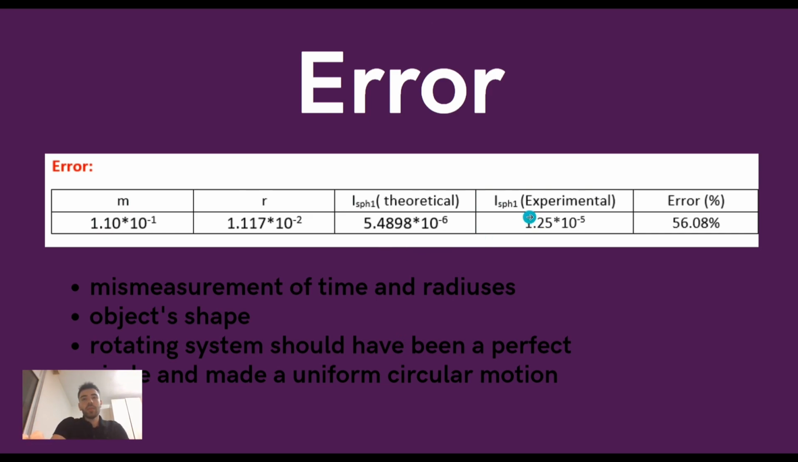I calculated the moment of inertia experimentally and theoretically, which gave me an error of 86%. This is a high amount of error, but these are the reasons. My object's shape is a sphere, but the equation of angular momentum was not made for objects like a sphere. The rotating system should have been a perfect circle and made a uniform circular motion. My system involves friction, which is not uniform circular motion. The angular velocity is decreasing, and there was mismeasurement of time and radius.